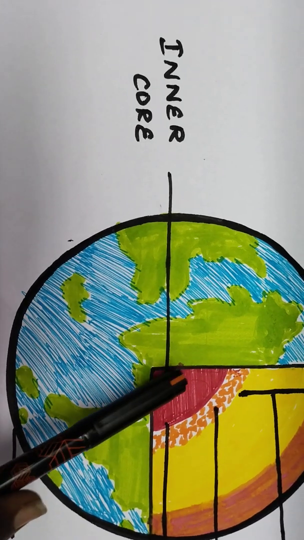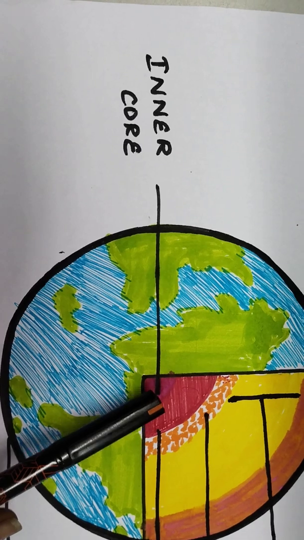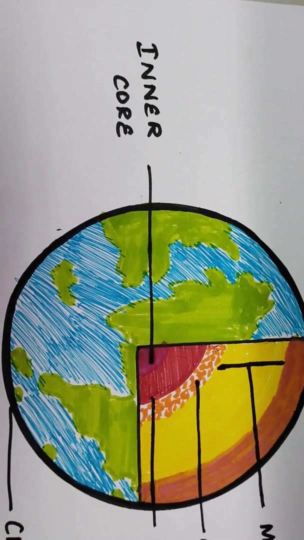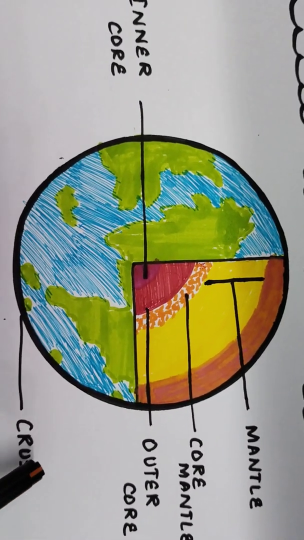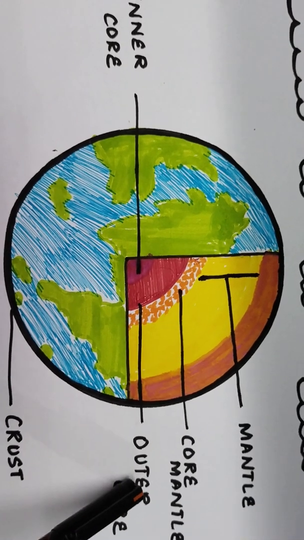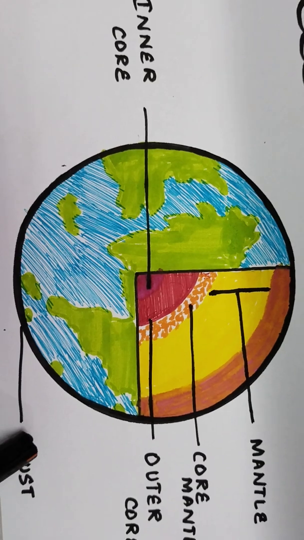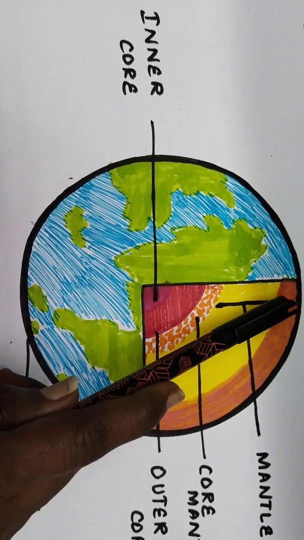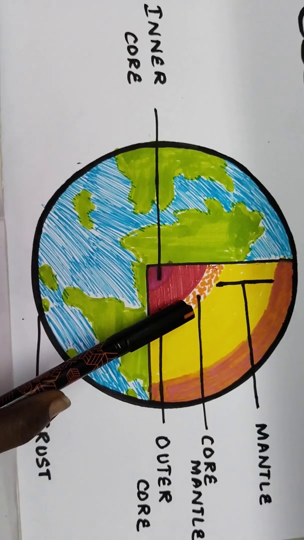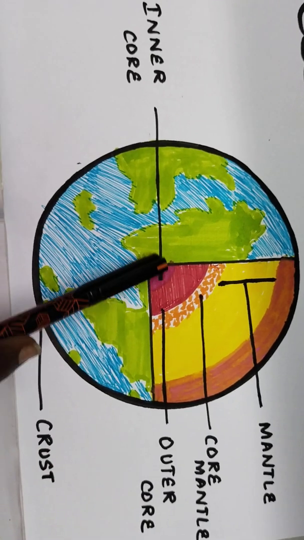Even though it was a hard layer, the iron won't melt here because of the high pressure of the earth. So here we saw the 4 parts: the crust, mantle, outer core and inner core. Here this is the crust, and below the crust is the mantle, and below the mantle you can see the core, that is the outer core and inner core.